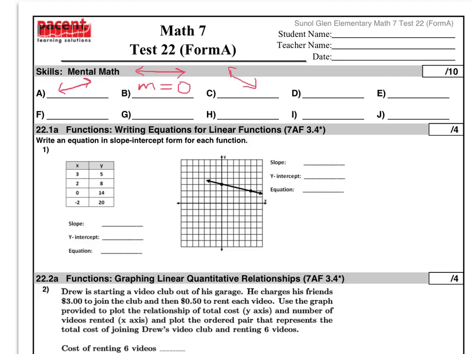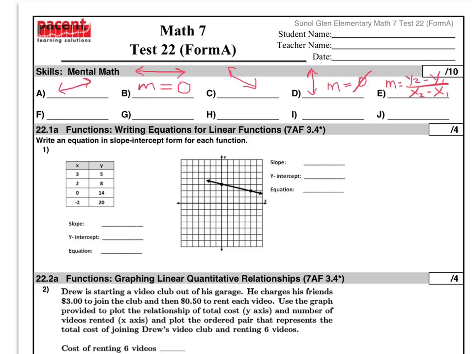D said, if you have a vertical line, what is the slope? So here's a vertical line. Reminds me of a wall, and the slope of the wall is undefined. So the slope of a vertical line is undefined. E said, write the slope formula. And the slope formula would be m equals y2 minus y1 divided by x2 minus x1.